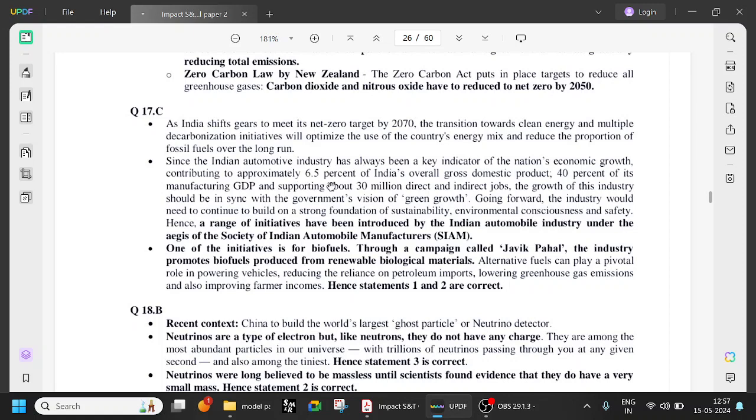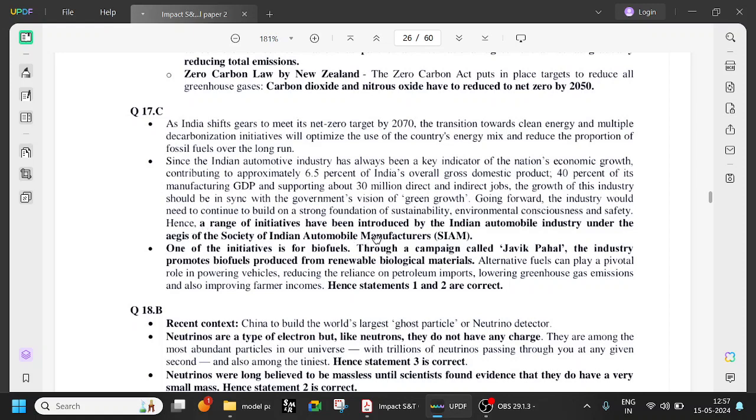It contributes approximately 6.5% of India's overall GDP, 40% of manufacturing GDP, and about 30 million direct and indirect jobs. So remember this, the Indian automotive industry is very important, 6.5% of domestic GDP and 40% of manufacturing. That means in all the manufacturing, the automobile industry is catering to around 40%, which is very huge. So any changes in the industry is very important.